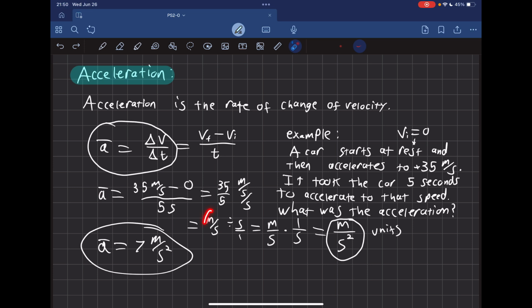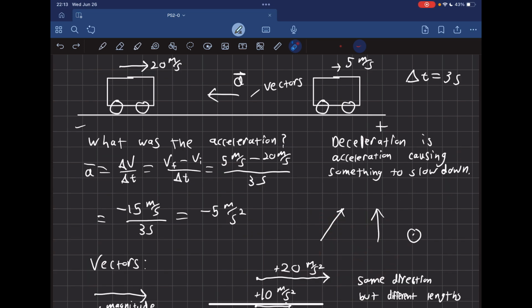That means we're dividing a fraction by another fraction, technically. So instead of dividing, we can multiply by the reciprocal. So we get meters per second times 1 over seconds, which gives you meters per second squared. And that is the units of acceleration. And let's go over a case where acceleration is actually going to wind up being negative.